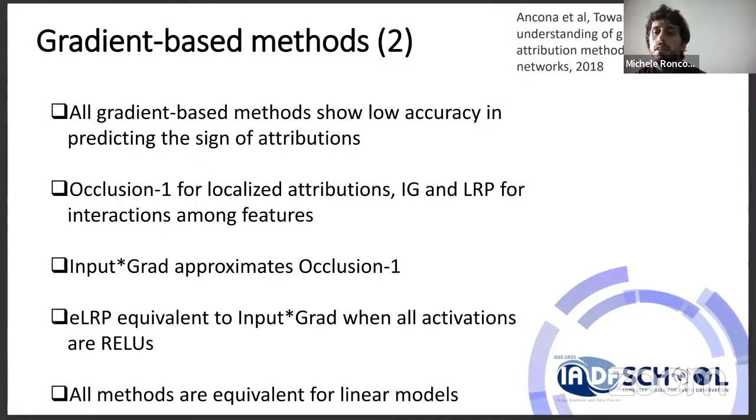And what they find is also that a specific version of layer-wise relevance propagation is fully equivalent to input times gradient if all the activations of the network are just rectified linear units. And of course, in the end, this might seem trivial, but it's not completely. All methods are found to be equivalent in the case of linear models. So if I have a model which is just linear, all these different methods, which have been developed and which differ because the models are instead highly nonlinear, give us the same importance scores.